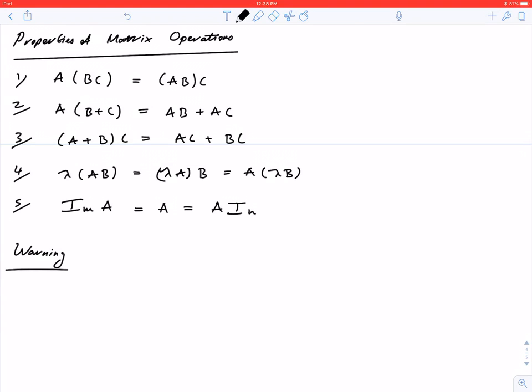Common error. In general, AB is not going to be equal to BA. So that's a pretty huge difference. Addition, it's fine. A plus B is equal to B plus A, but matrix multiplication is weird. And I'll tell you why this is true.